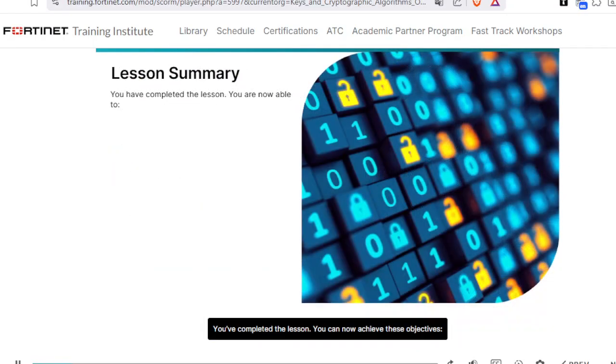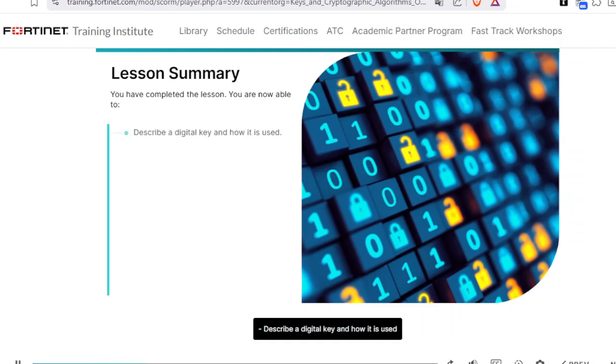You've completed the lesson. You can now achieve these objectives. Describe a digital key and how it is used.